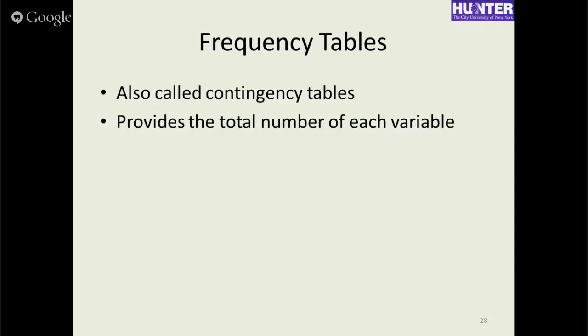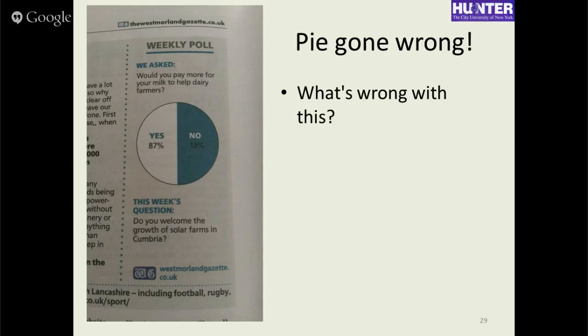The frequency table, also called a contingency table, is all about counting up the different values that occur and providing those total numbers for each variable. An alternative to this is the pie chart. Can anyone tell me what's wrong with the pie chart?